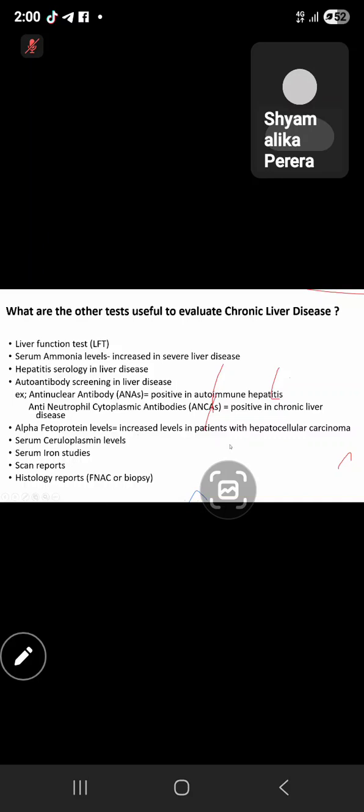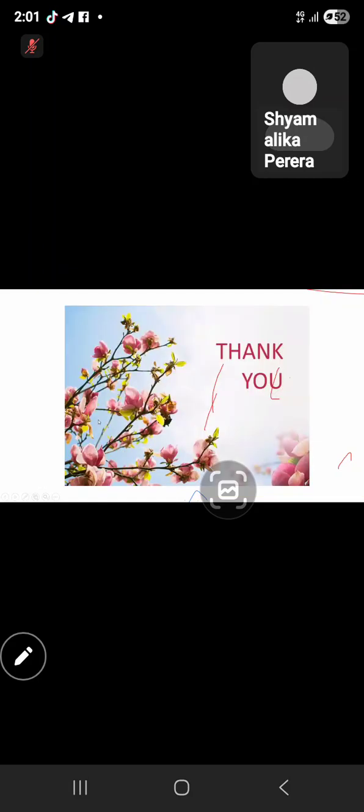Then serum ceruloplasmin level; ceruloplasmin is the molecule which contains copper. Then serum iron studies, and scan reports, ultrasound scans, MRI scans, which help to evaluate the liver conditions, and especially the histology reports, either fine needle aspiration or biopsy. So these are the tests other than the liver function test you can use to evaluate liver disease. That is the end of my presentation. Thank you very much for the kind listening at this busy time.